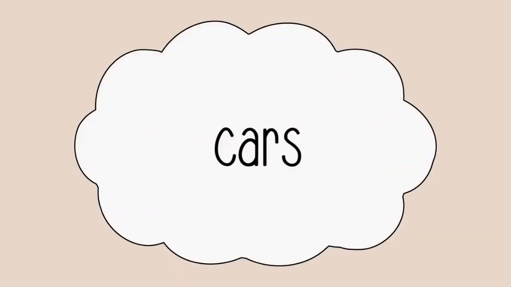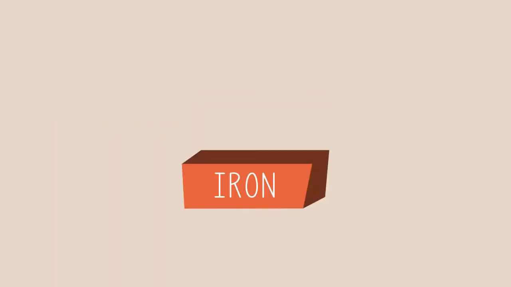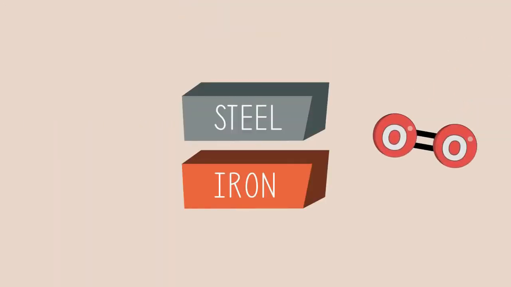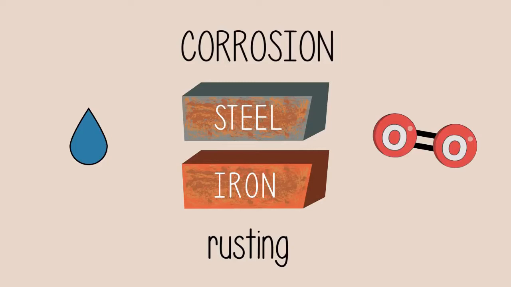Let's think about cars for a moment. The car that you've had in mind was likely painted with your favorite color. The paint is not only there to make your car look pretty, but it has a more important purpose: to prevent rusting. When iron and steel are exposed to oxygen and moisture, rusting will occur. Rusting describes the corrosion of iron and steel.